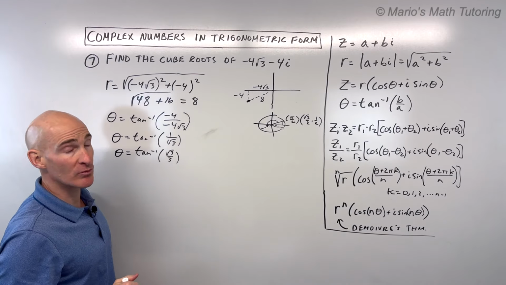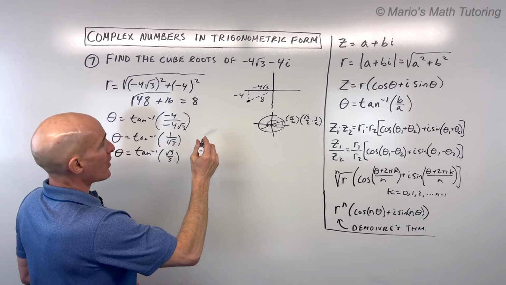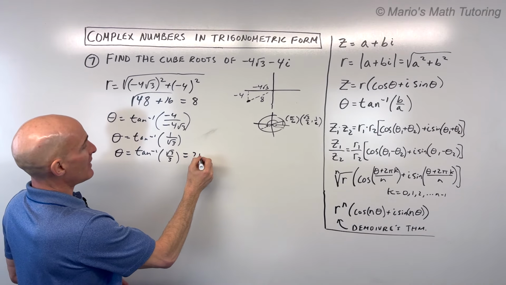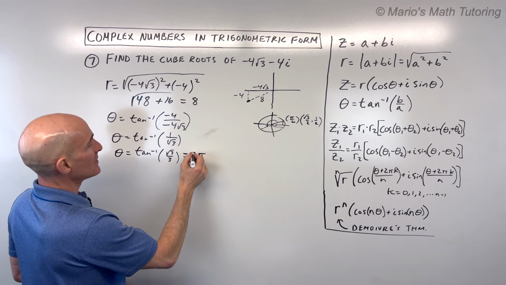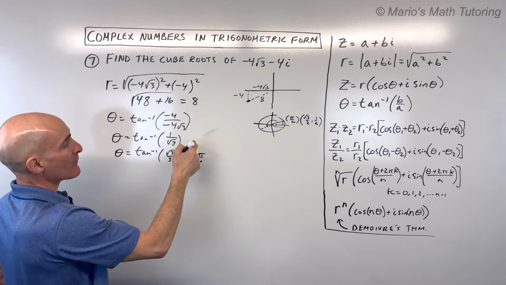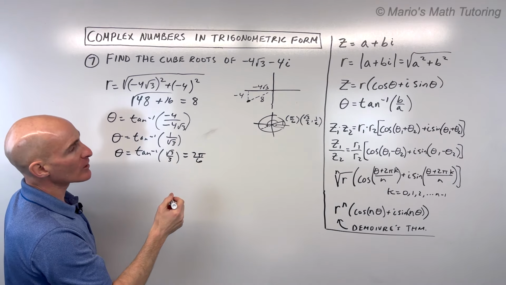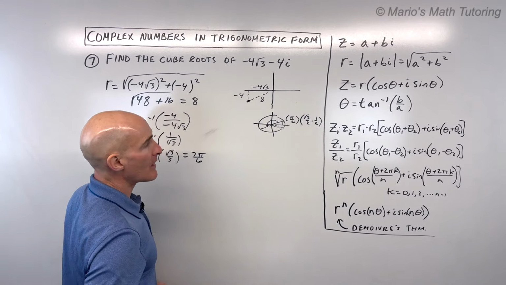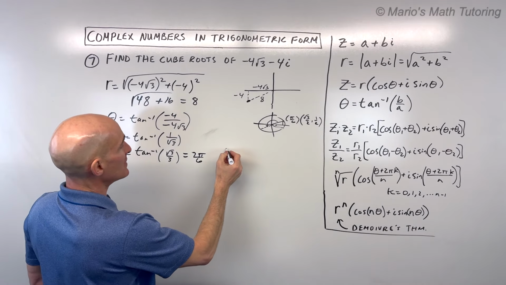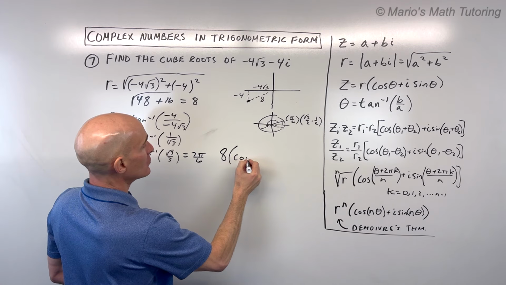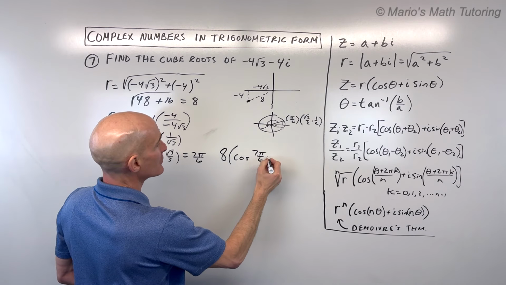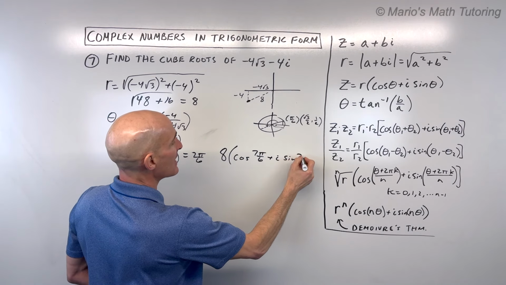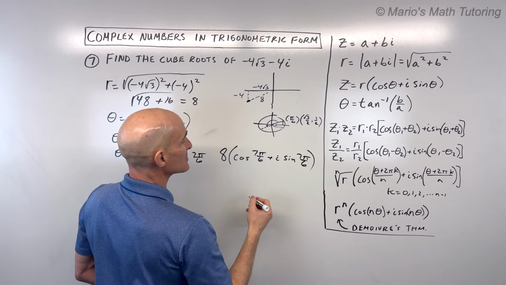That's why it helps to graph it or plot it. So our angle here is 7 pi over 6. Okay, so we've got our R value, we've got our angle. Now we're going to write our complex number in trigonometric form. So that's going to be 8 cosine 7 pi over 6 plus i sine 7 pi over 6.